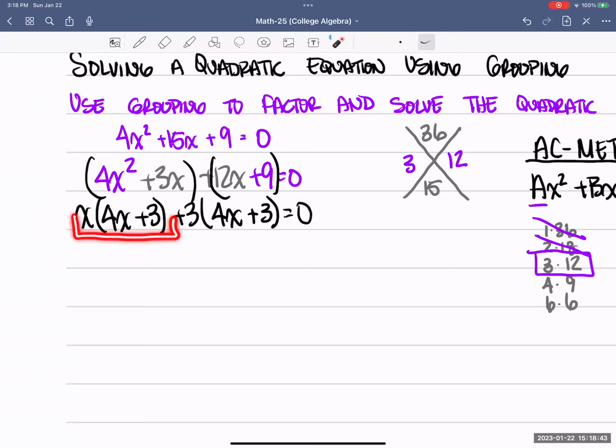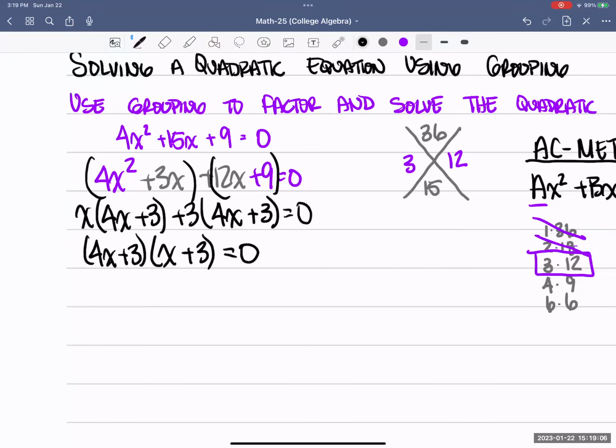Looking at these two together, both of them have that 4x plus 3 in common, so we can factor that out. 4x plus 3. When we factor 4x plus 3 from the first term, we're left with just x. And when we factor it out from the second term, we're left with just plus 3, equals 0. From here, we can apply the zero product property. The left-hand side is equal to 0 whenever this part is equal to 0, and also whenever this part is equal to 0. So we set both of them equal to 0 and then solve.